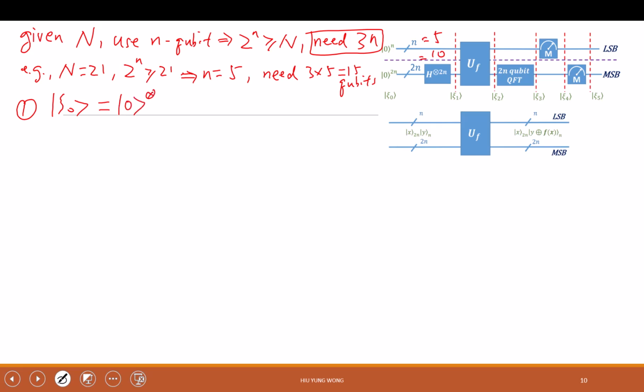0, tensor product 2n, 0, n. It means I have 2n of 0 at the beginning for MSB and then n 0s. So altogether I have 3n 0s. Although this is very simple, if you still feel confused, please let me know. Any questions? That is the beginning state of this circuit.